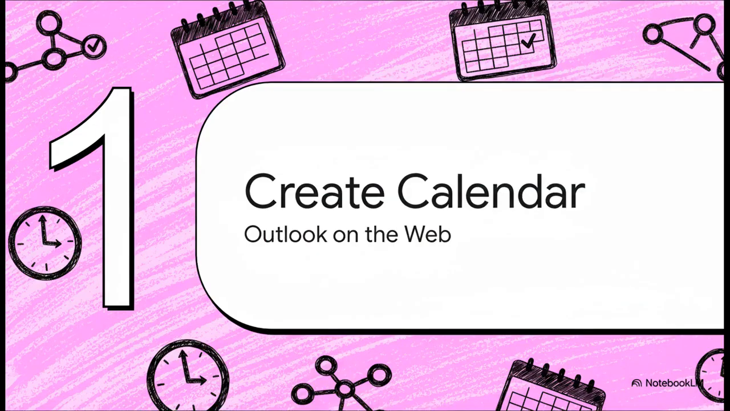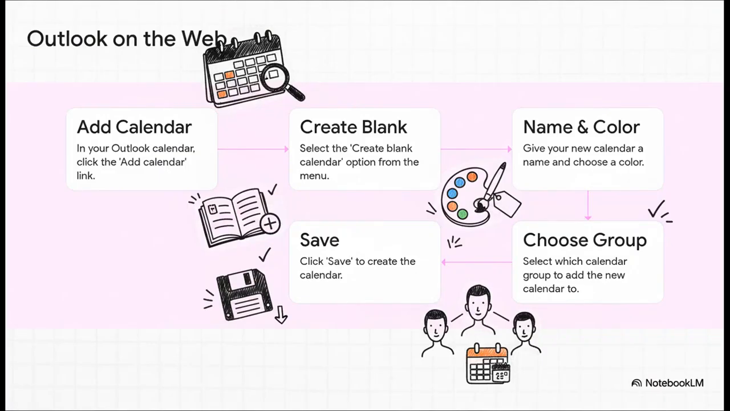Okay, let's get started with the version that everyone can get to, Outlook on the web. Doesn't matter what computer you're on, if you can open a web browser, you can do this. And look how simple this is. Seriously, in your Outlook calendar, you're just going to click Add Calendar, then Create Blank Calendar. Give it a really clear name, something like Marketing Team Deadlines. Pick a color so it stands out, and you hit Save. And that's it. You've just made your team's new command center.